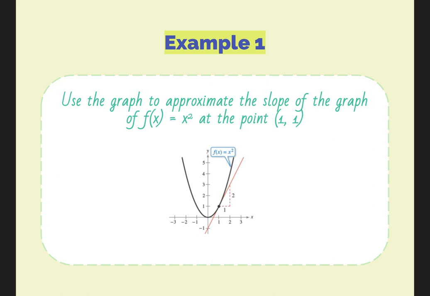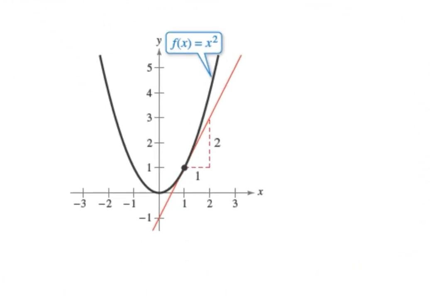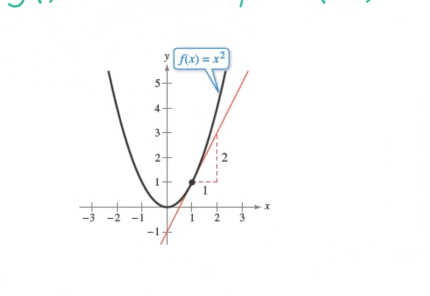So the first example is going to give you a graph, and it says use the graph to approximate the slope of the graph of f of x equals x squared at the point 1, 1. In this picture, you have the graph of x squared, which is the parent function of your parabola, and it wants the slope at this point. It even draws your tangent line and gives you your rise and your run. So the slope of that line is rise over run, or 2 over 1, which is 2.